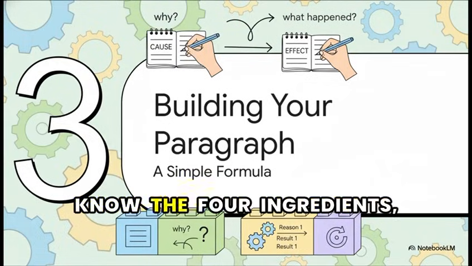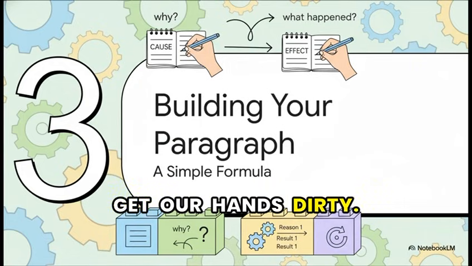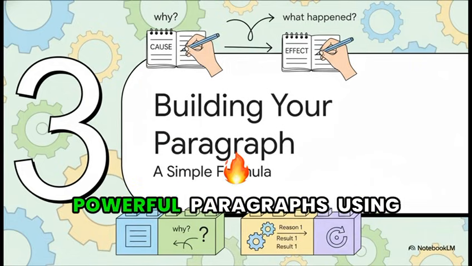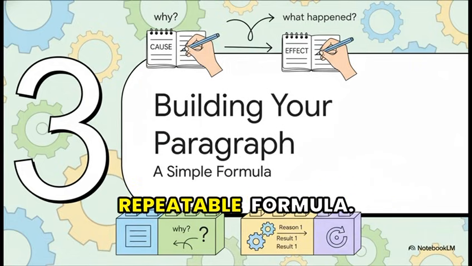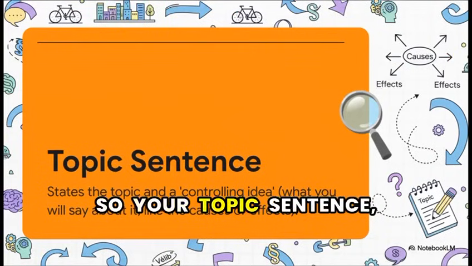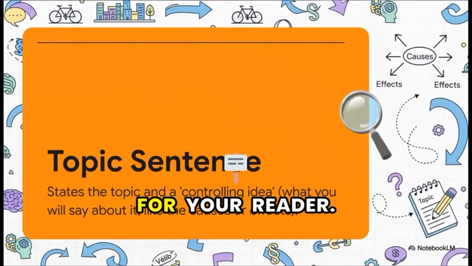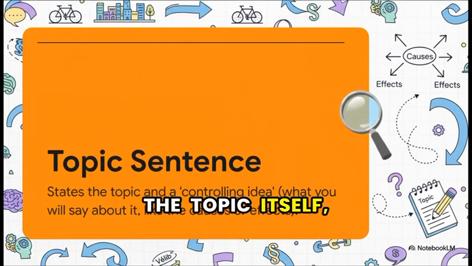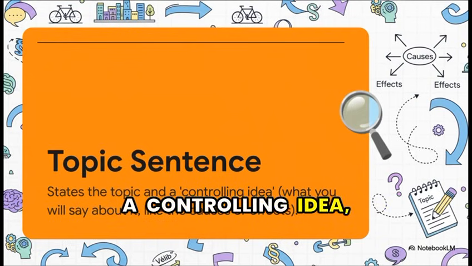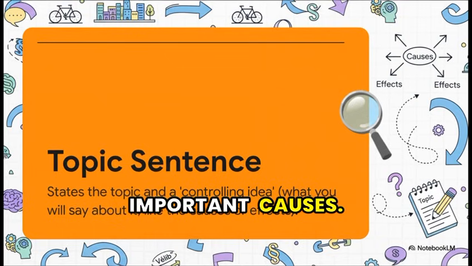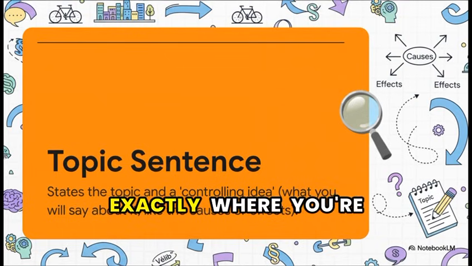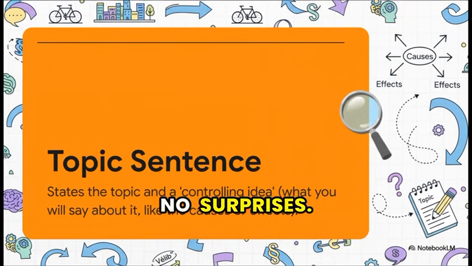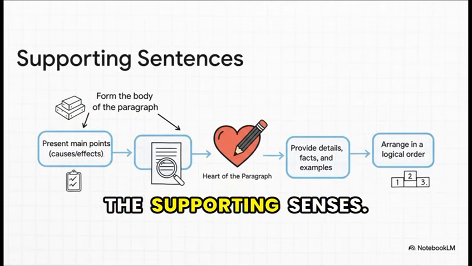All right, now that we know the 4 ingredients, it's time to get our hands dirty. We're going to learn how to build our own powerful paragraphs using this simple, repeatable formula. So your topic sentence, think of it as a signpost for your reader. It absolutely needs 2 things. First, the topic itself, like the Vélib program. And second, what we call a controlling idea, like had 3 important causes. This little combo tells your reader exactly where you're taking them. No surprises.